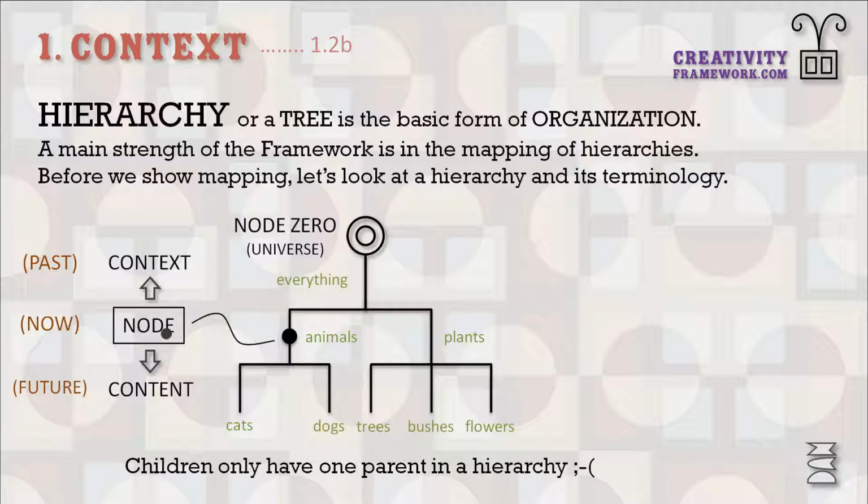Now, just some terminology here. This is called a node. Hello, there's another node. The context is what's up above. So context, to a certain degree, is the past. Where does it sit within everything? And here, the content is what's down below. The content of animals is cats and dogs. The context of trees, bushes, and flowers is plants, in this case. Now, we also argue a bit later on in the creativity framework about the flexibility, or we point out the flexibility of a framework, and that this could change at any time, changing context, for instance.